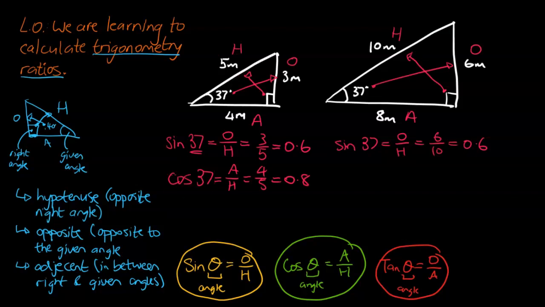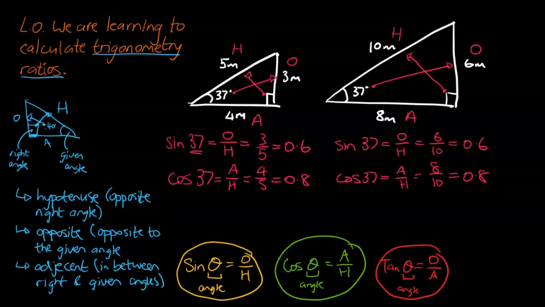So cos 37 should be the exact same in this other triangle here. So let's test if that's correct. So cos 37 is equal to A over H. A is equal to 8. H is equal to 10. It's going to be 8 over 10, which is 0.8. And again, we've shown the same ratio is happening. 0.8 comes up because the triangle is proportionate.